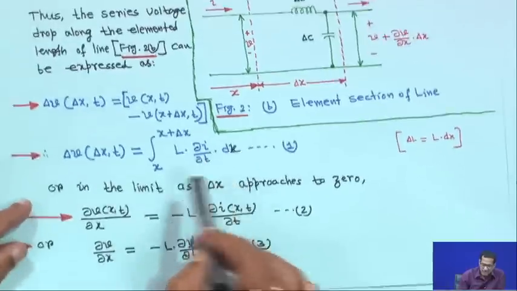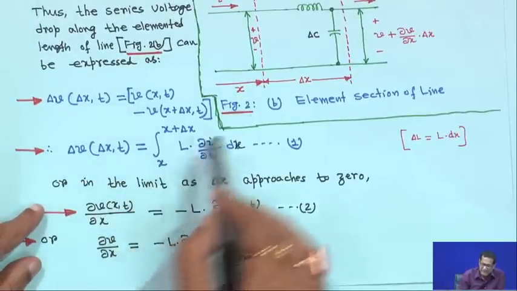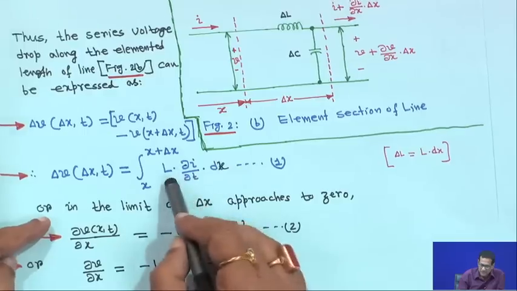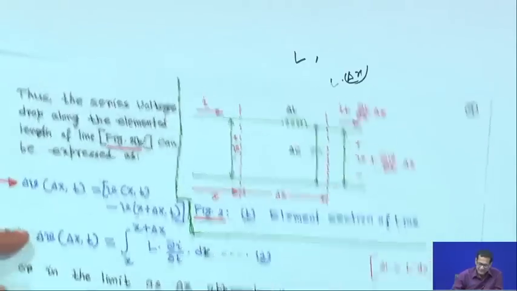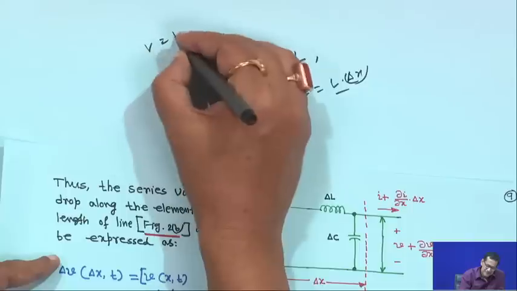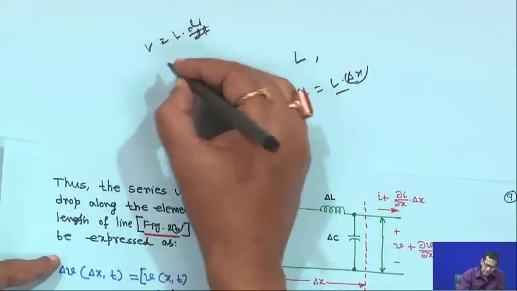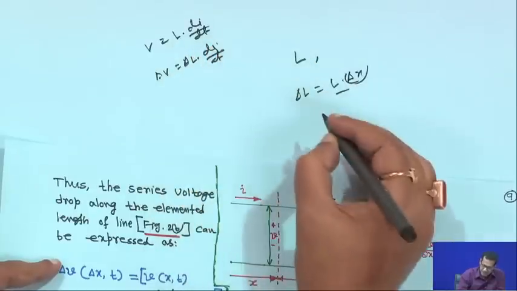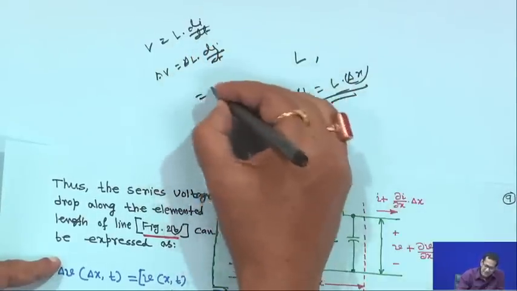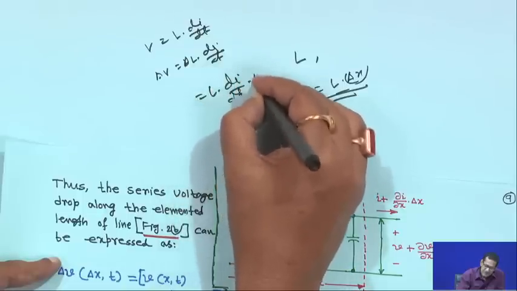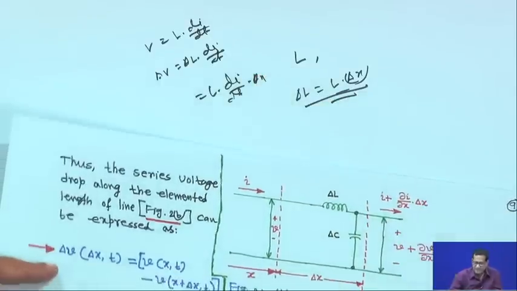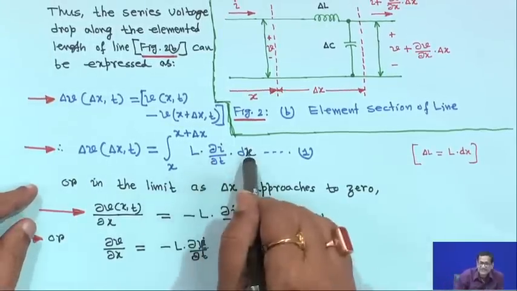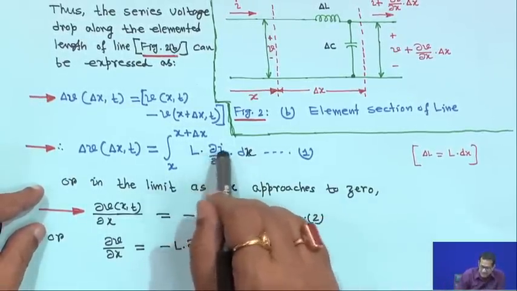So, one can write delta V, integrating from x to x plus delta x, equal to L into del I del t. In general, when you write V is equal to L into di by dt, so for a small voltage delta V is equal to delta L into di by dt. Delta L is equal to L into delta x, so it is L into di by dt into delta x. Here we are taking the partial derivative, right. So that is why we write L into dx, which means delta L, right. So it is L del I del t dx.